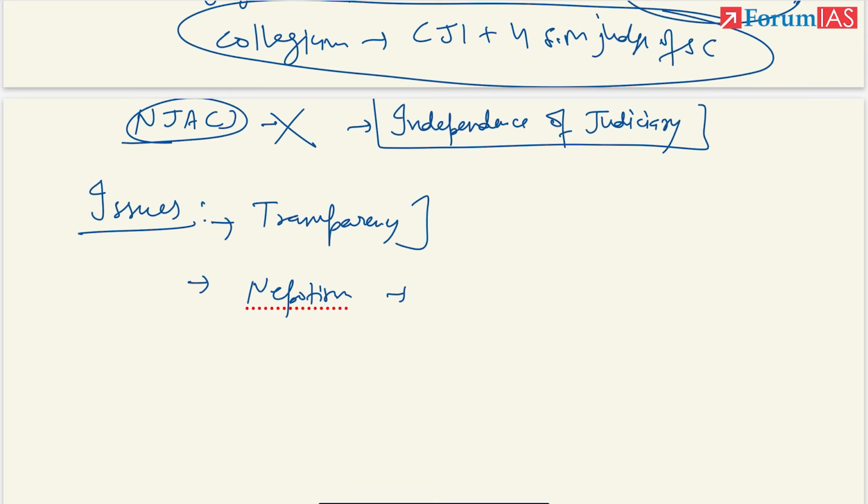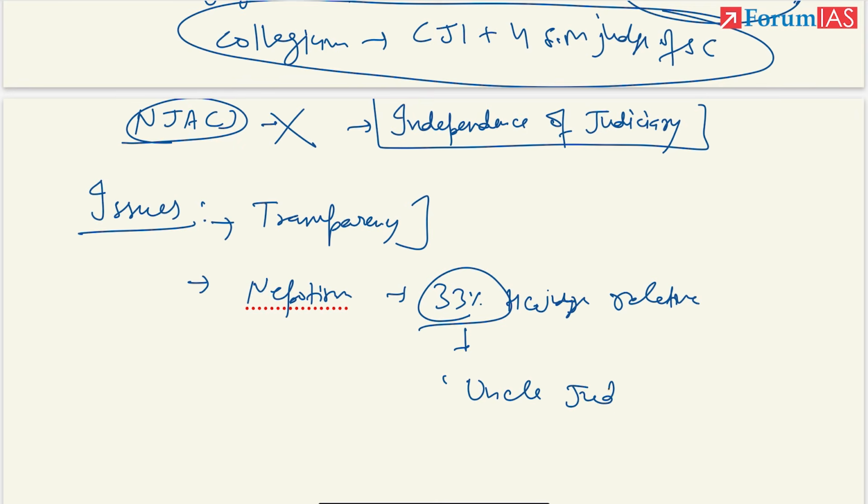You'll be shocked to know almost 33% judges of the High Court. Who are these judges? They are some relatives of the people in the higher judiciary. This is called uncle judge syndrome. Uncle is judge, तो हम भी judge.